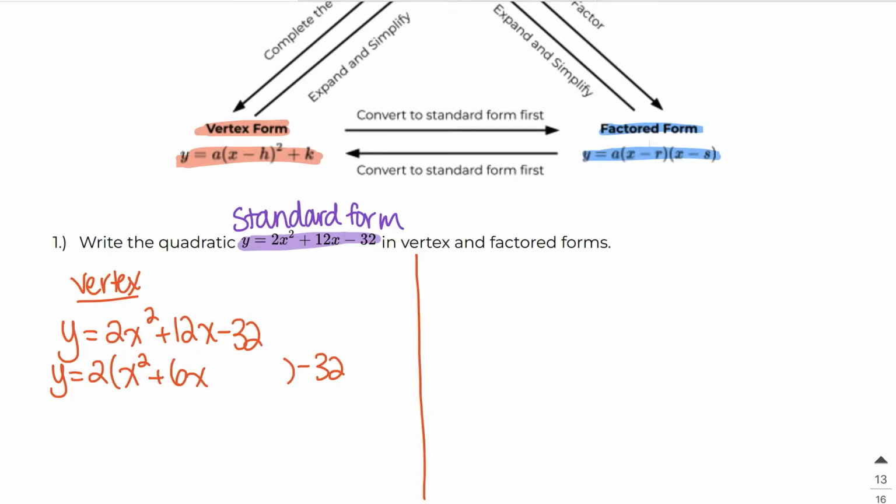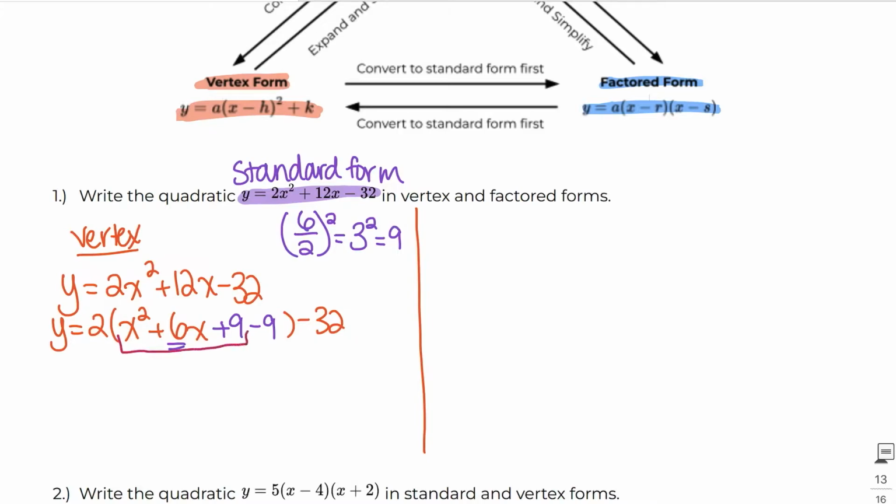completing the square. So I'm going to take the b value, this new b value that I have here after I factored out the 2. I'm going to divide that by 2 and then I'm going to square it. So 6 divided by 2 is 3 and 3 squared is 9. So I'm going to add 9 and then I'm going to subtract 9. And then if you remember, this is the perfect square trinomial. So here I'm going to copy down y equals 2 and then I'm going to factor this perfect square trinomial that we have here as x plus 3 squared.